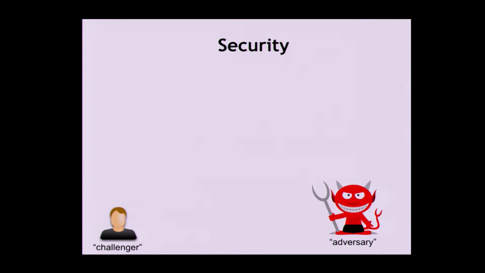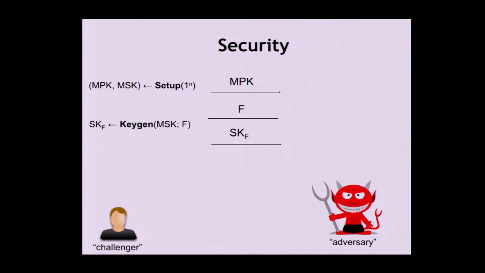There are many ways to formalize this security notion, and I'm going to use the indistinguishability-based security notion. This notion is modeled as a game between a challenger and an adversary. In the beginning of the game, the challenger generates the master public key and the master secret key, and hands the master public key to the adversary. The adversary then requests many functional keys. Correspondingly, the challenger generates the keys for these functions and hands them over to the adversary. He can do this many, many times.